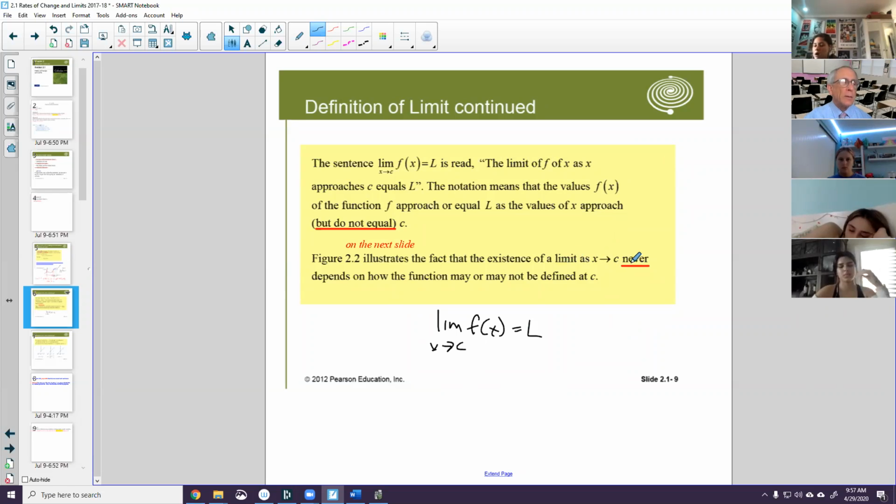The limit never depends on how the function may or may not be defined at c. Sometimes it's worthwhile to know what the function is at c, and that might help you find the limit, but the limit is not the point. The limit is L as x approaches c. So we call this arrow there, we say approaches.